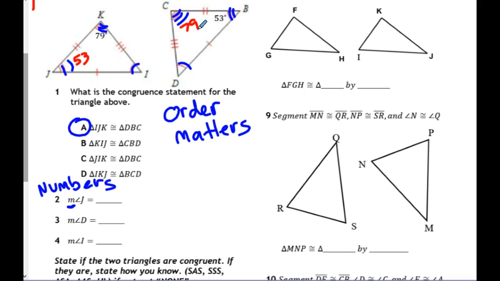Now both of these triangles have a missing 1 arc. So what I'm going to do is add up the 2 I know, 79 plus 53. Okay, and I'm going to get 132. And then I'm going to take away 132 from 180. And I'm going to get 48. So that means that angle D and angle I are 48 degrees.